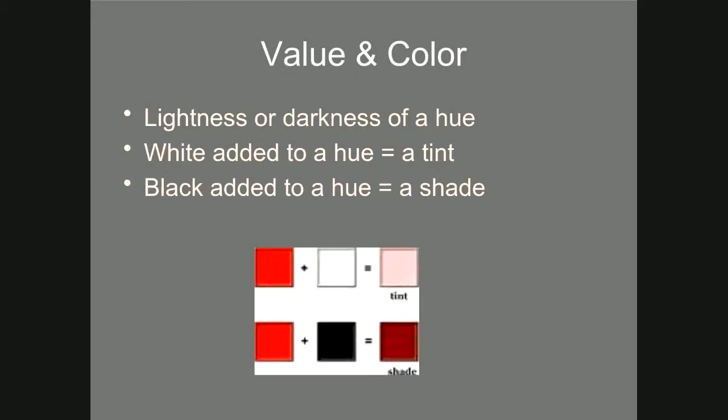So when we add white to a color, we call that a tint. And when we add black to a color, we call that a shade. And so pink is a tint of red, and maroon is a shade of red.